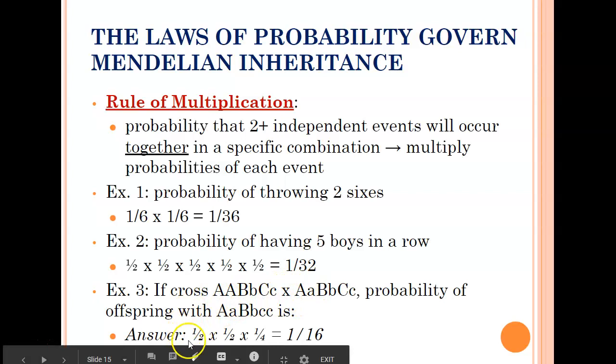I would have a 1/2 chance of getting big A, little a. Same thing with the B's. If I did big B, little b with a Punnett square of big B, little b, half of them would be big B, little b. And then last, I'd have a 1/4 chance of getting little c, little c. So if I multiply their probabilities together, I would get 1/16.